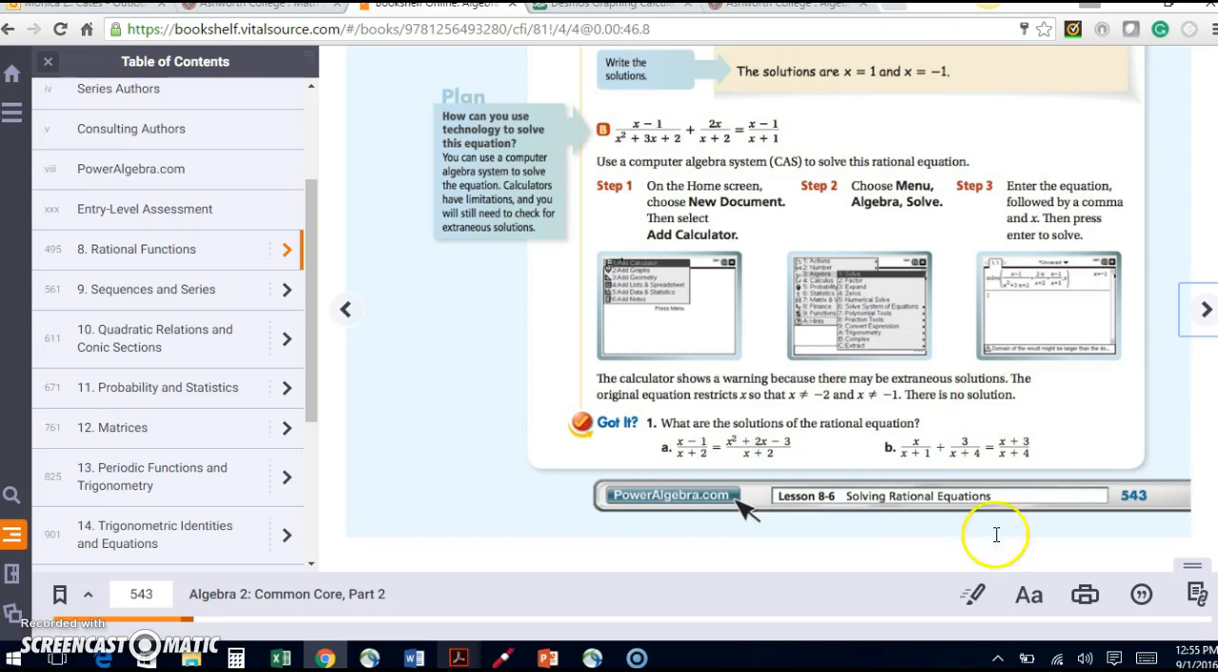Oh, they have negative 2. I must have done something incorrectly. But there is no solution.